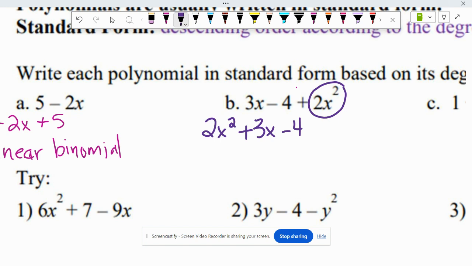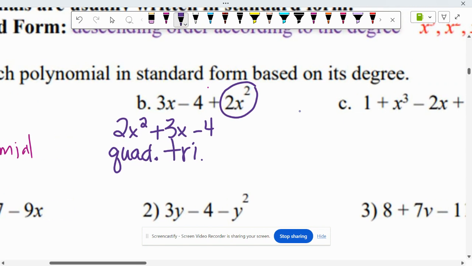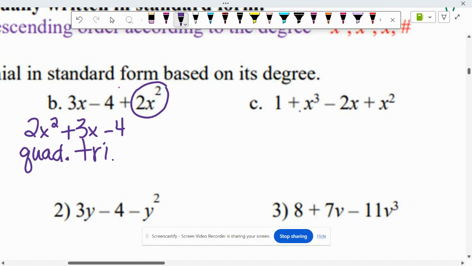Okay, Matthew, what's the degree? What do we call something that's degree 2? Quadratic, and I'm just going to abbreviate it as QAD. And how many terms are there, Matthew? So quadratic trinomial, TRI. Does that make sense? Okay. Next one, Aiden.